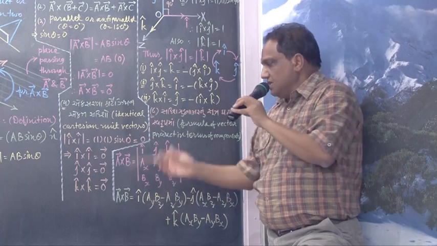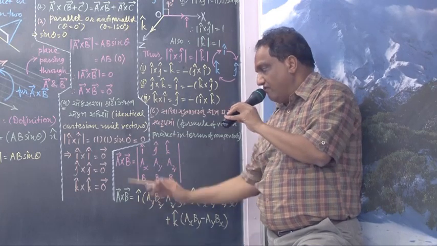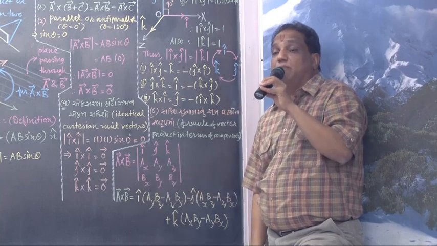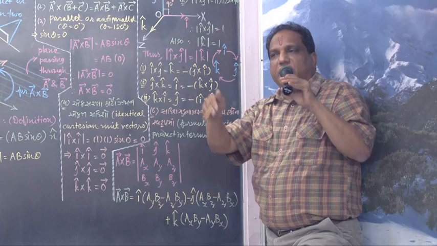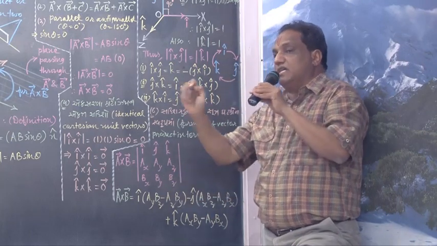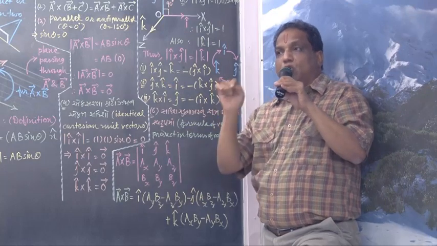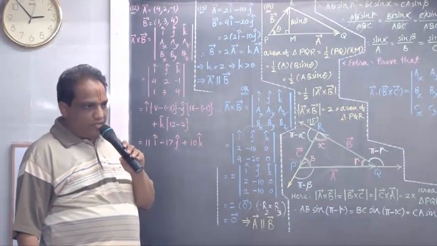Got it? The way you have written for vector A cross vector B, just dictate to me for vector P cross vector Q. In the first row always I hat, J hat, K hat, but now in the second row you write PX, PY, PZ. In the third row QX, QY, QZ. Got it? Read the statement.